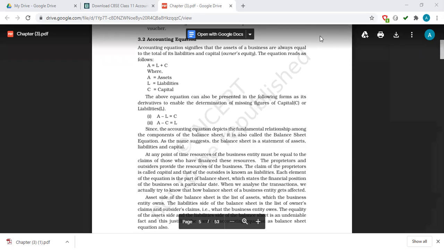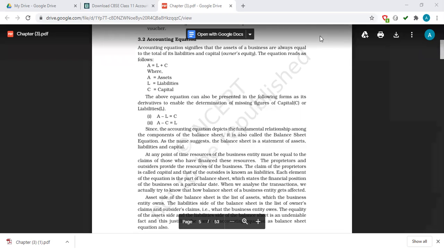So here we are seeing our chapter number 3, that is recording transactions. Now, what are the transactions that you know? The events that occurred in business, like purchase, sales, expenses, income, those are transactions. How are they recorded, right?